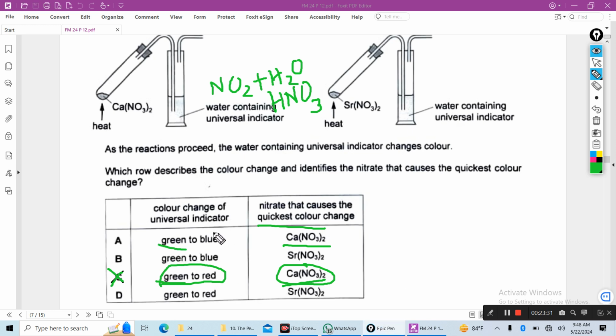Green to blue. Why is it green to blue? Blue is in alkaline solution, not acidic solution. So C is the right answer.